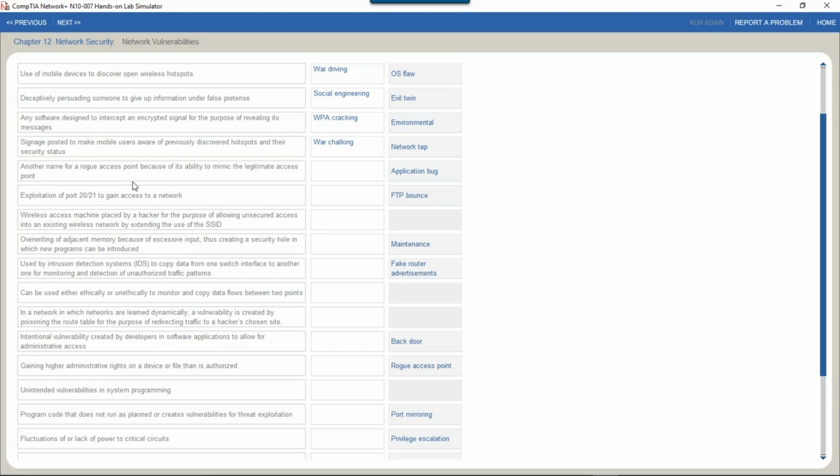Another name for a rogue access point because of its ability to mimic the legitimate access point. So on this one, first of all, you have to know what a rogue access point is. Who can tell me what a rogue access point is? Kelly says evil twin, a type of rogue access point. I'm assuming that's your key word, right, Kelly? Or your key phrase?